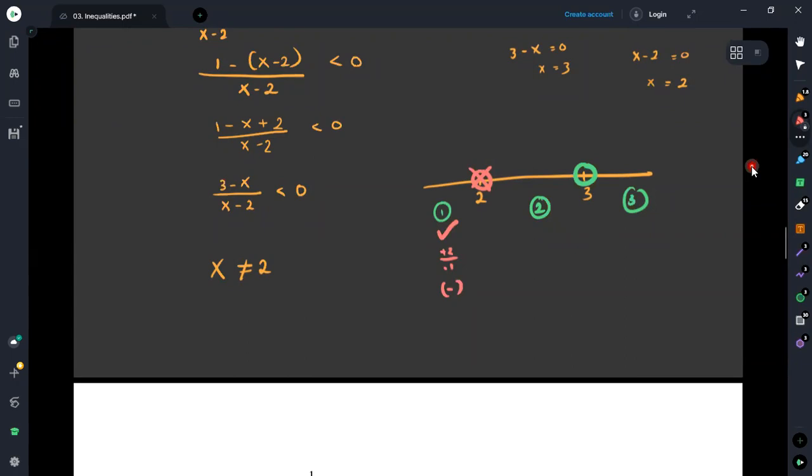If we take a value from the second region, between 2 and 3, we take 2.5. Then 3 minus 2.5 gives a positive value, and 2.5 minus 2 again gives a positive value. Therefore altogether we get a positive value, so region 2 is not a possible region for the inequality. And if we move to region number 3, we have to find a value in region 3. We'll take the value 4, since 4 is greater than 3.